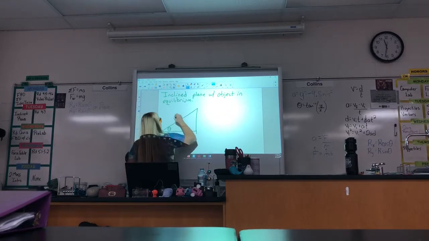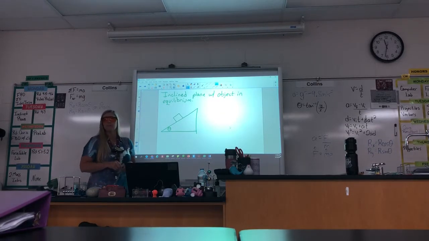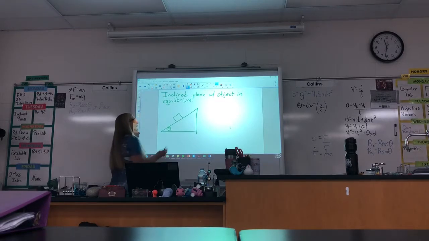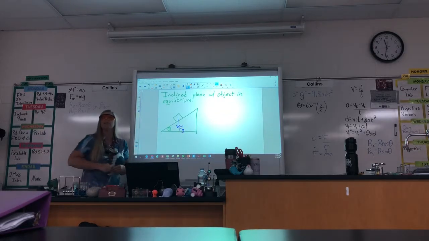So let's put a box here. And you tell me the first force that acts on the box. Gravity. And gravity pulls straight down. I'm very carefully going to draw the gravity straight down. Remember, I can call that Fg or Fw, whichever one I like.